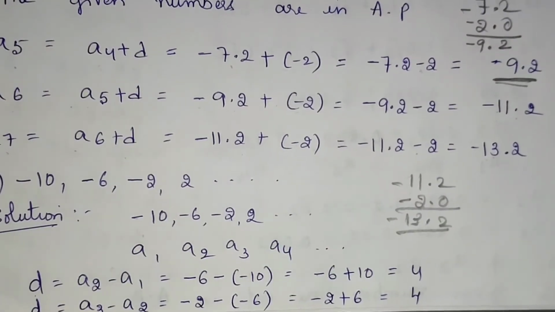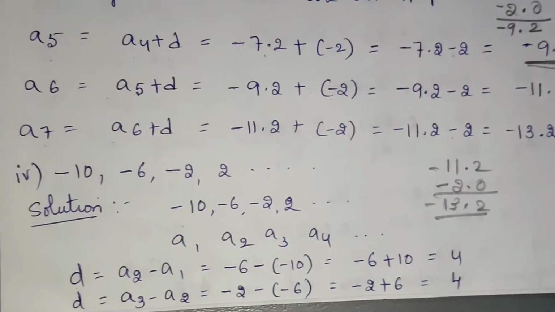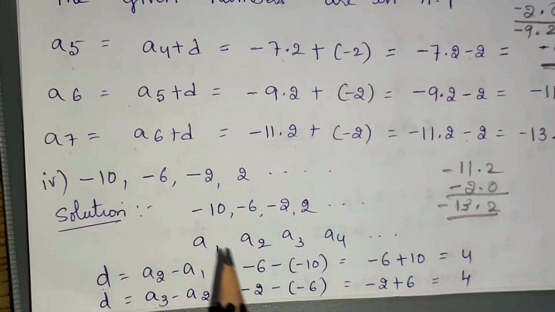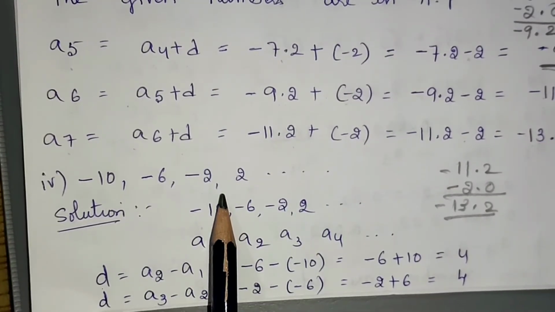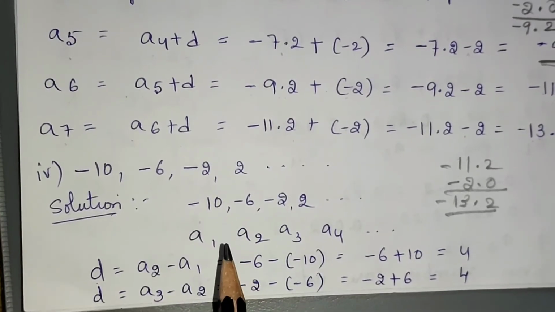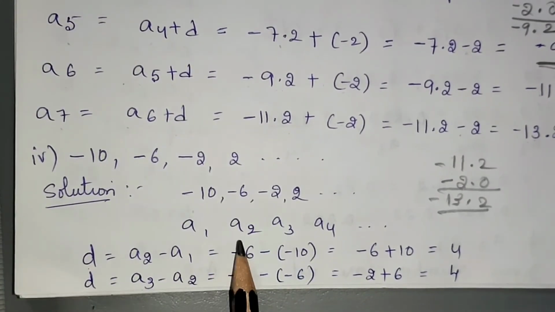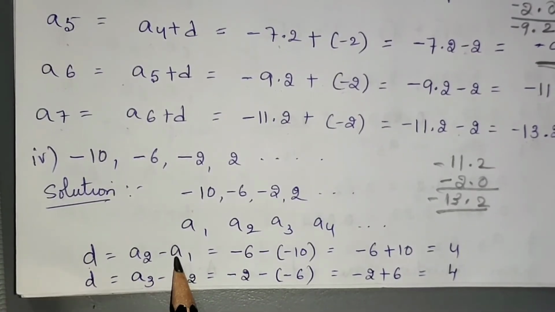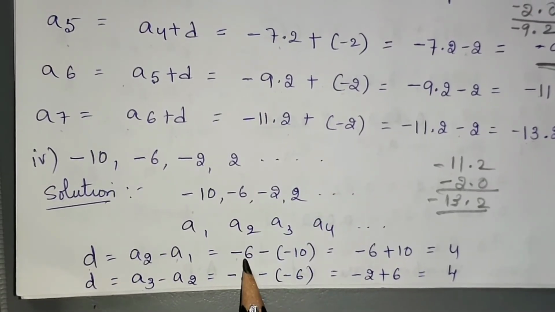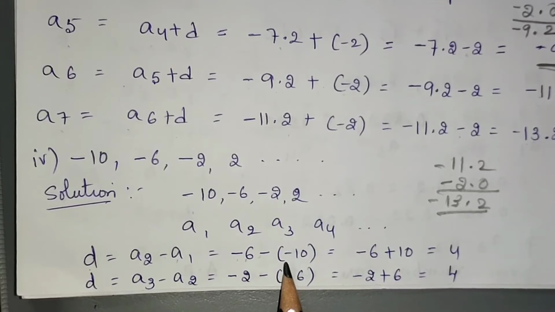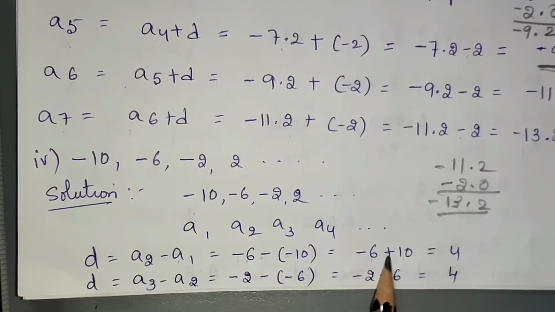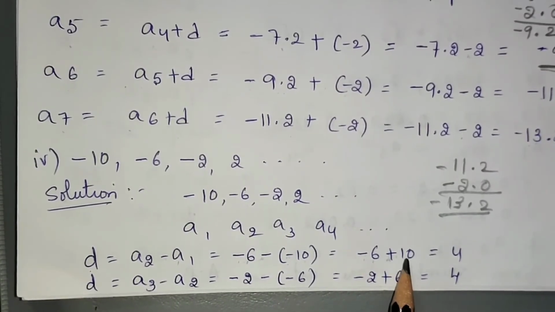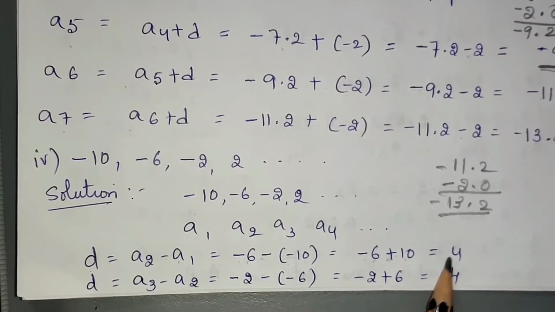Let us move to the next question, that is question number 4 of the same exercise. Minus 10, minus 6, minus 2, 2. In this you have to find out whether the given pattern is in AP or not. Before that, you have to write the terms as A1, A2, A3, A4. Find the common difference, that is A2 minus A1. Here second term is minus 6 minus of minus 10. So as it is, minus into minus is plus, 10 you have to write as it is. Since the signs are different, you have to subtract. 10 minus 6 is 4.